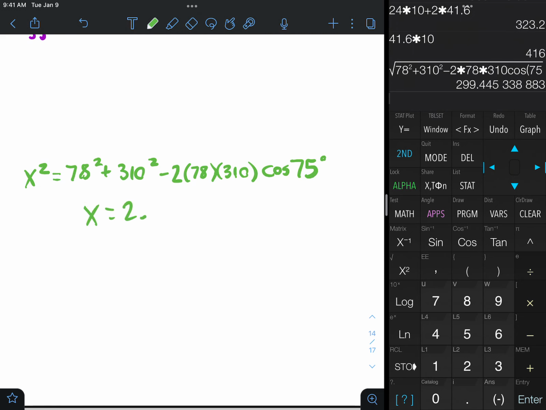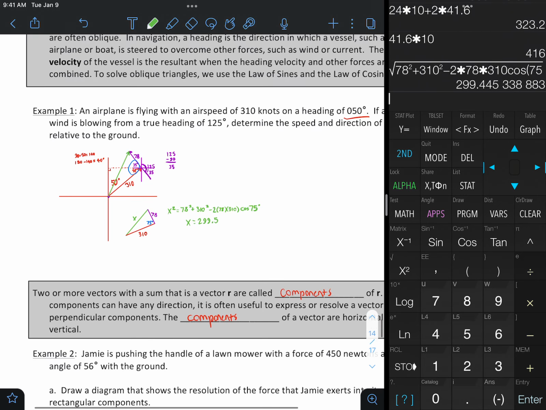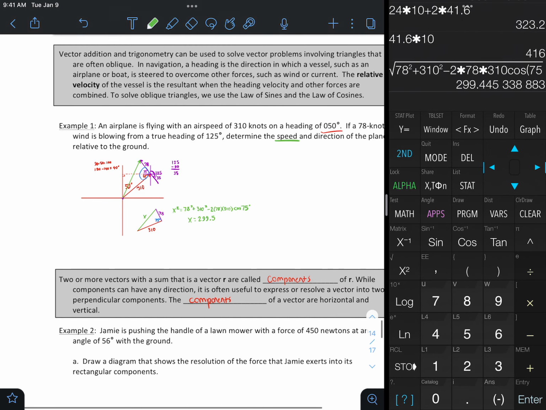So x is going to be about 299, and let's just go ahead and round that up to 299.5 right there. So that would be the total speed of the plane right there. And that's with the wind kind of helping it out a little bit. Okay, now a lot of times, instead of just the speed or the magnitude part, they will ask for the direction as well.